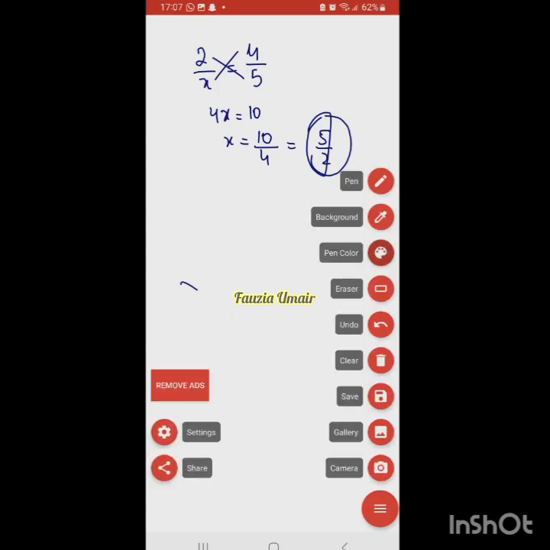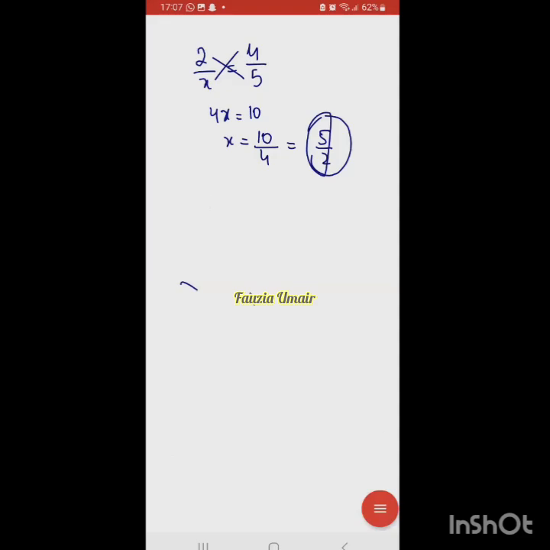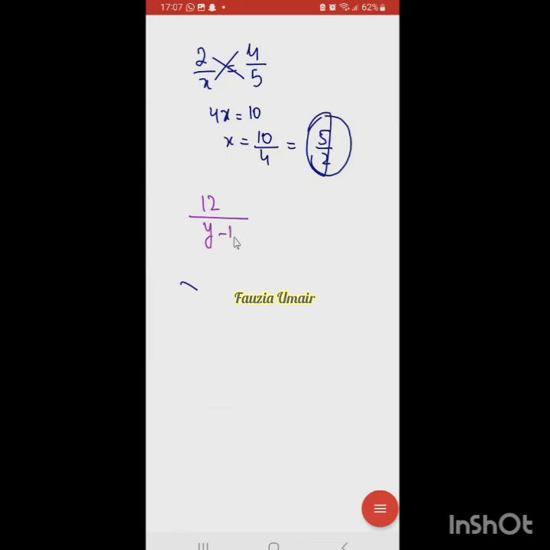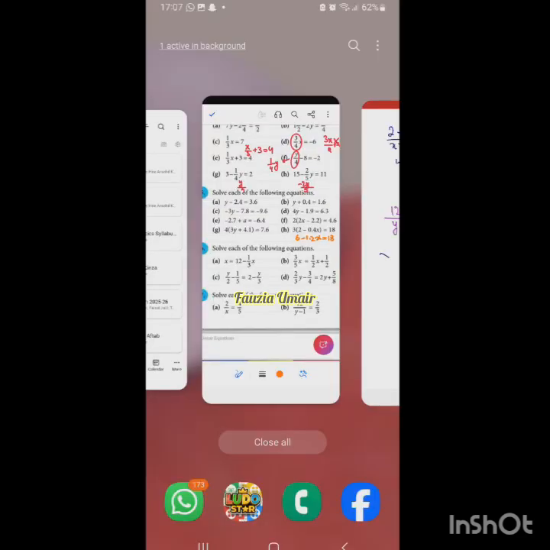So the second question is 12y, 12 by y minus 1 is equal to 2 by 3.